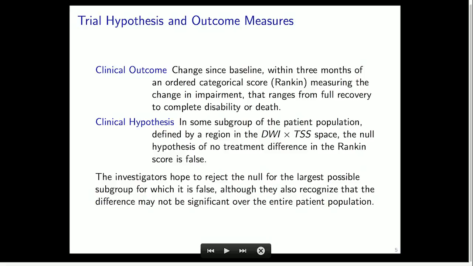So the clinical outcome here is the change since baseline of an ordered score. This is a score that people use. It's called a Rankin score. It measures the change in impairment, and it's a number that goes from 0 to 6.